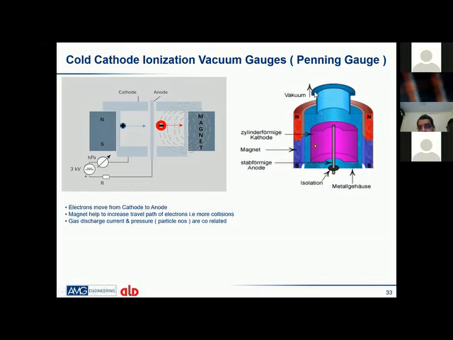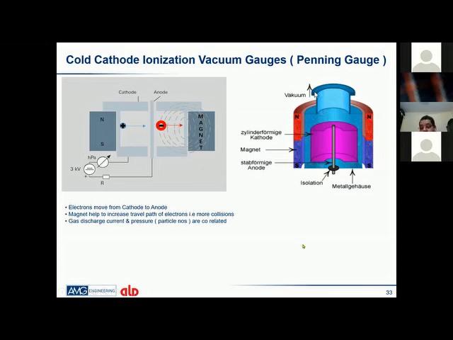While moving from the cathode to the anode, the electrons will collide with the gas molecules, and because of that there will be a spark emission, which is known as the spark current. You will also see a magnet connected outside of this anode. This is just to increase the travel time of the electrons. Because of the magnetic field, the electron will not go directly from the cathode to the anode. It will take a longer distance.